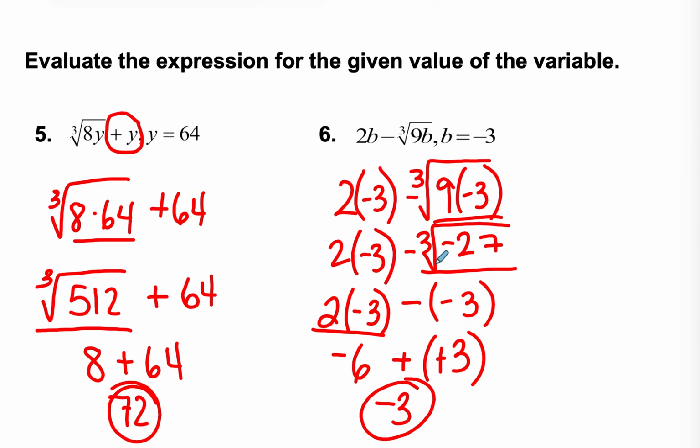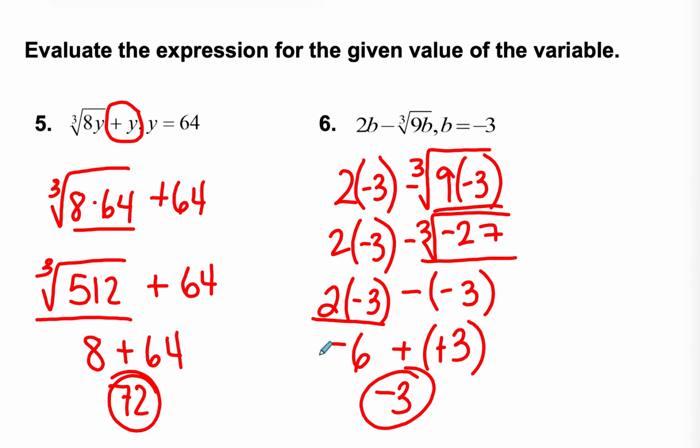Exponents and radicals come next. So cube root of -27 is -3. So now we have 2 times -3 minus -3. 2 times -3 multiplication is our next step. That's going to give us -6. Minus a negative, I did boom, boom, made that plus positive. -6 plus 3 is -3.